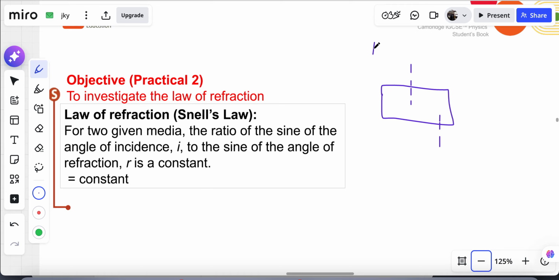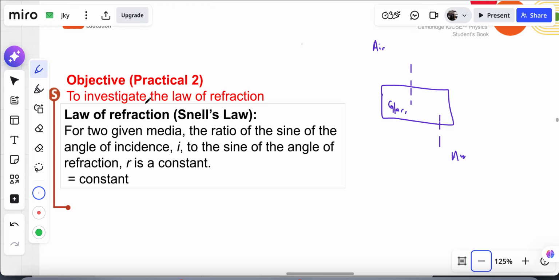Okay, this is air, this is glass or water, whatever you want to call it. But what we know is that it's a different medium. Then this is air again, like when the light comes out, it goes to air again.